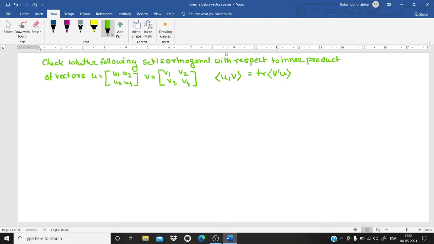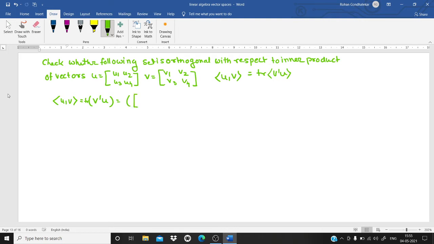Okay. So what is it exactly? The inner product of U and V will be, first we need to calculate the product V dash into U. What is V dash? V dash into U, and its trace we are going to take. So what is V dash into U?